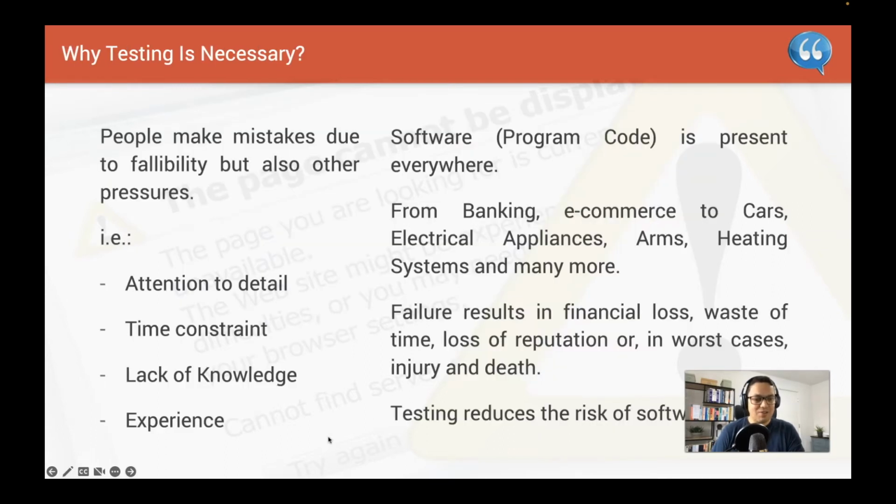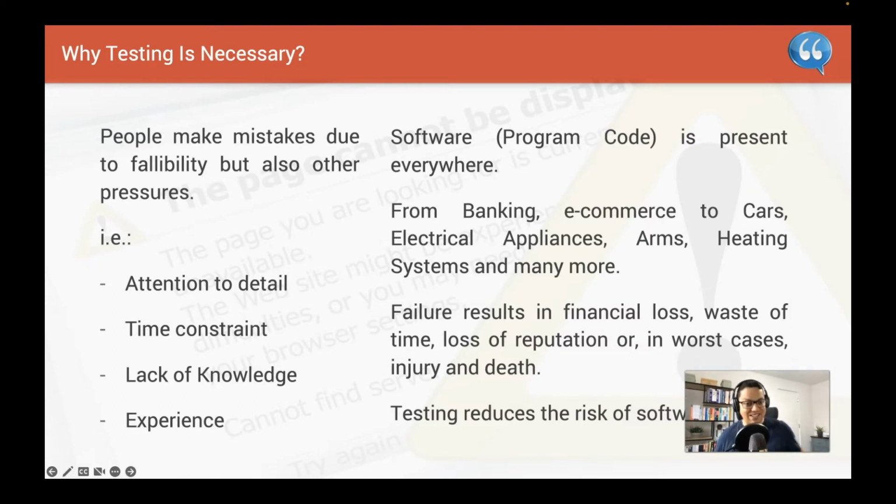Why is testing necessary? People make mistakes due to fallibility, but also due to pressure. For example, attention to detail, time constraints, lack of knowledge, and experience. And any software, any program code is present everywhere these days. Everywhere, everything that you do, from banking to e-commerce to cars.